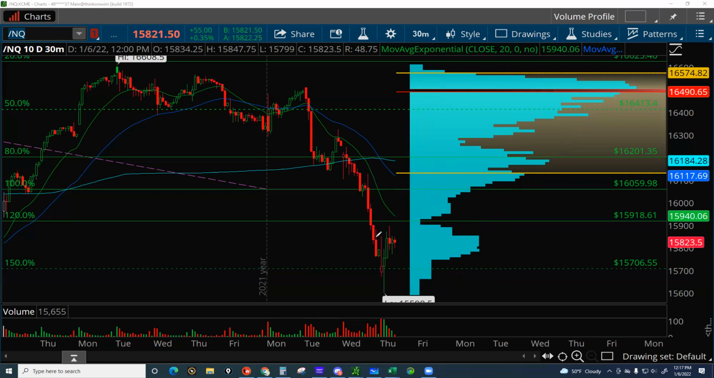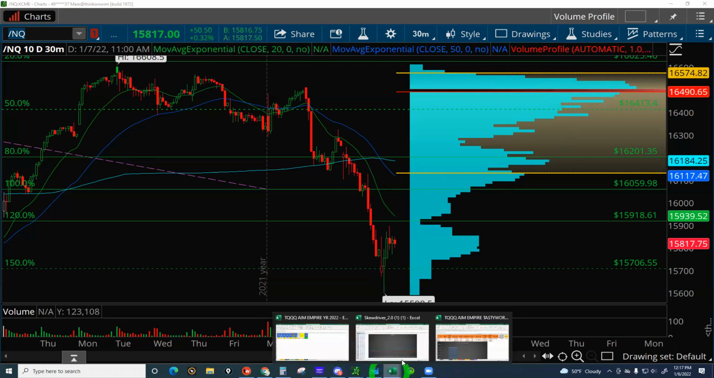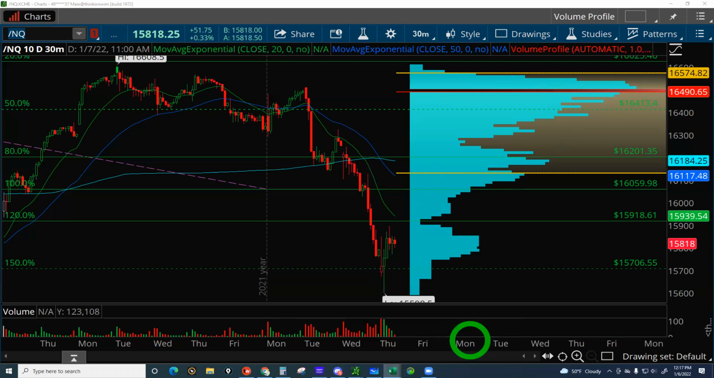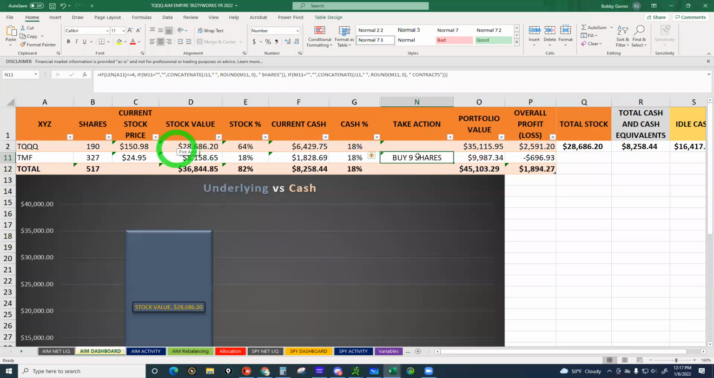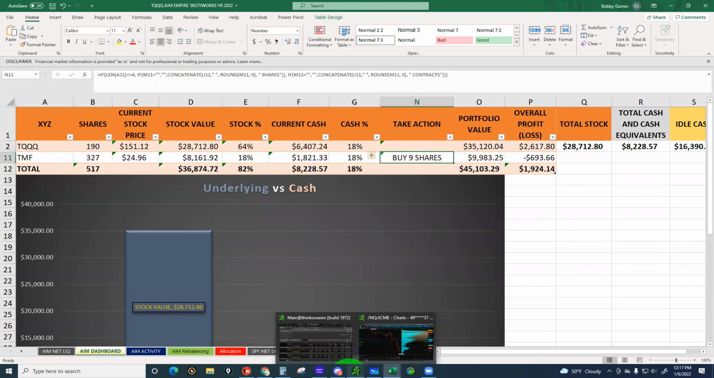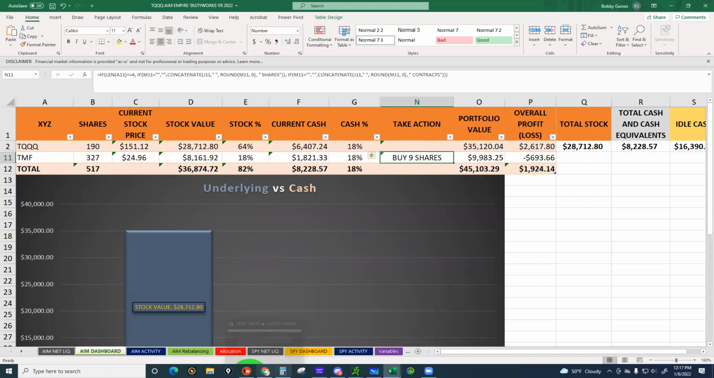All right. So with that being said, let us now look at our Tastyworks account and see if we've got any signals today. Look at this. TMF is apparently down, and our algorithm is saying, hey, Bob, you need to buy 9 shares of TMF. Well, let's look at TMF and see what TMF is doing.